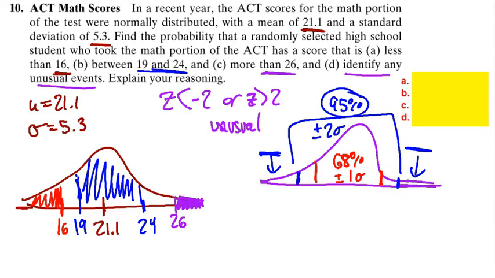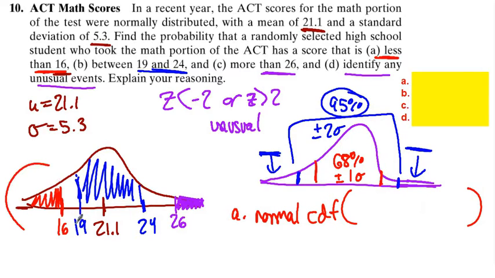So for the first one, this is less than 16. We're going to put normal CDF. And what is the lower boundary for less than 16? That's right here. Lower boundary is -infinity, so we'll use -10,000. Upper bound is 16. The average is 21.1. And the deviation is 5.3. So that's what we have to put in for the first one.